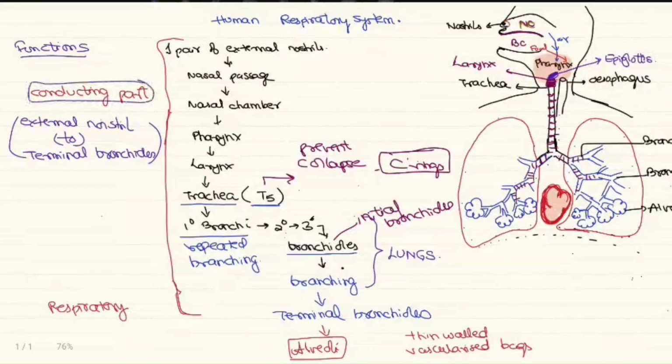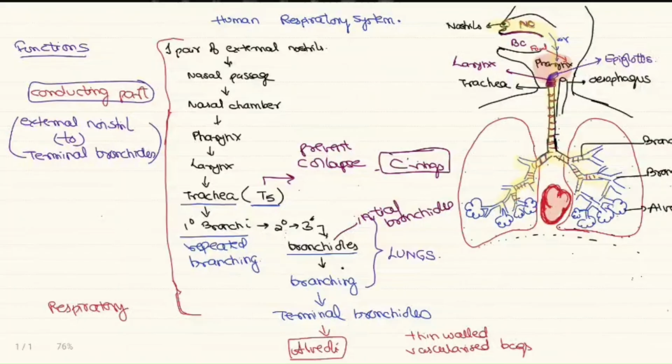So this part will help in conducting the air, as you can see in the diagram, from the atmosphere, from there to the pharynx, the trachea, the bronchi, the regions of the bronchioles. They only help in passing the air up to the bronchioles region. So this part is called as the conducting part.